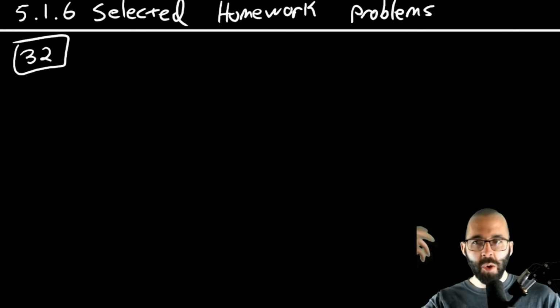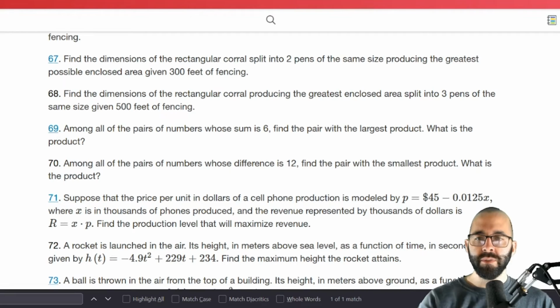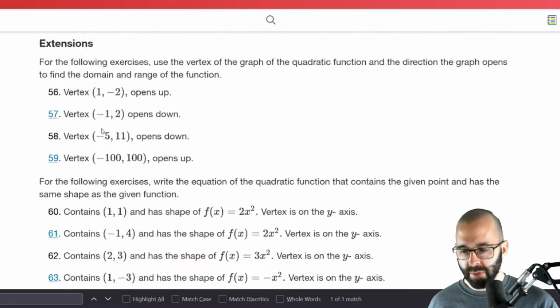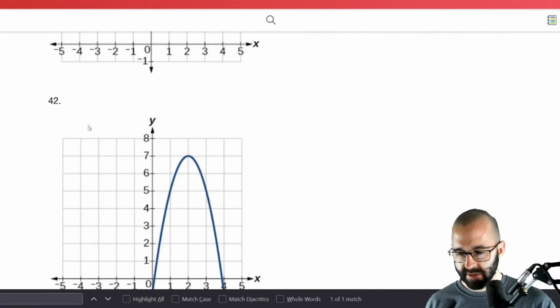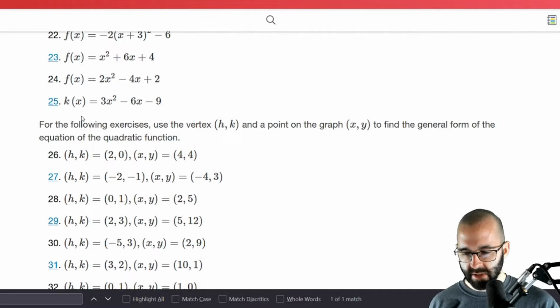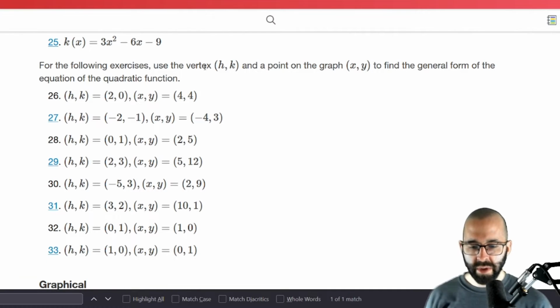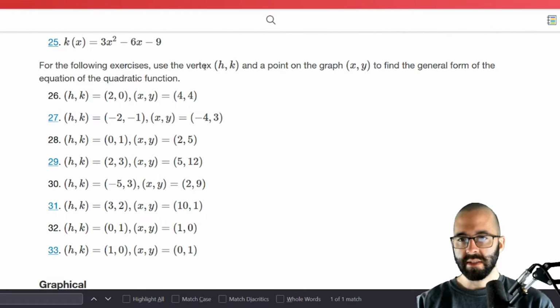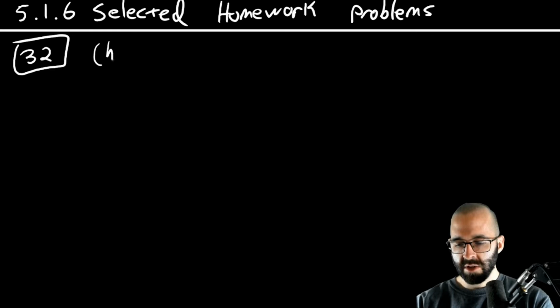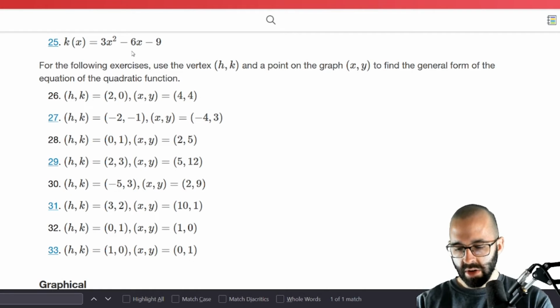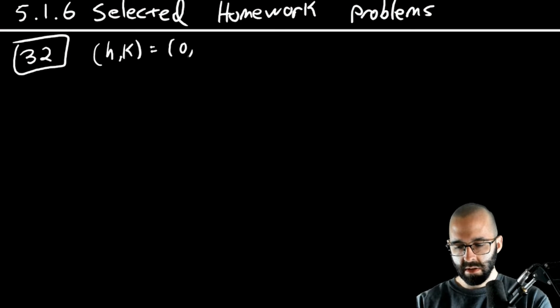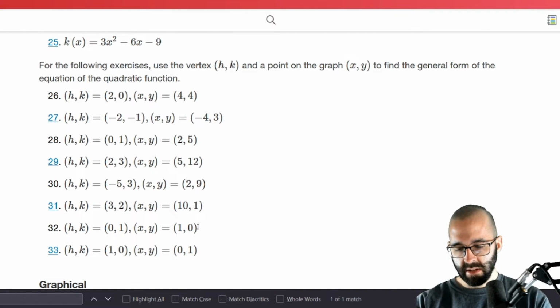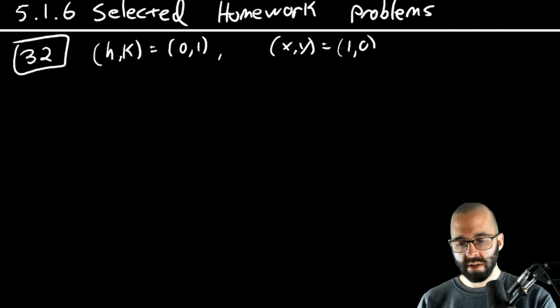All right, let's do some homework problems. Let's start with number 32 from the textbook. Number 32 says: use the vertex and a point to find the general form. Okay, just like the ones that we did in the earlier video. So the vertex, h, k, is going to be 0, 1. And the random point it gives us is 1, 0.